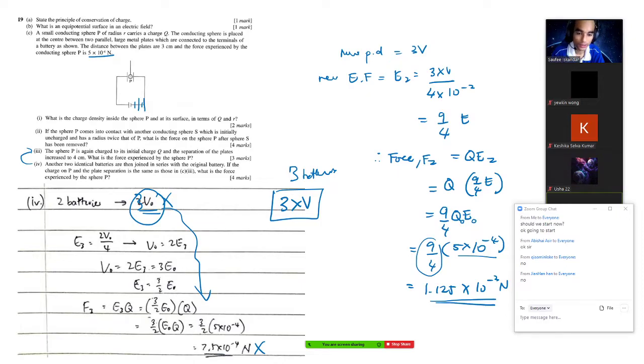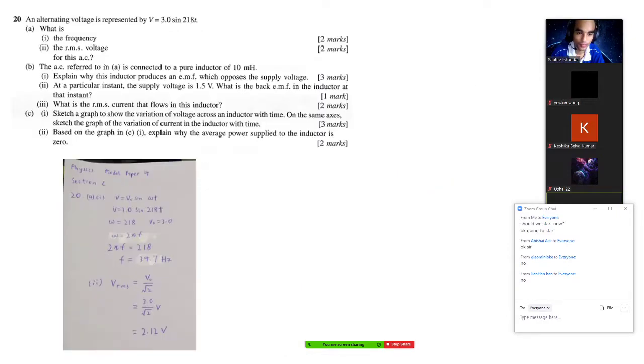Next, question number 20. Alternating voltage is represented by V equals 3.0 sine 218t. So what is the frequency and the RMS voltage for this AC? We know the general formula for the sine graph will be V equals V naught sine omega t, or we can say V naught sine 2 pi ft.